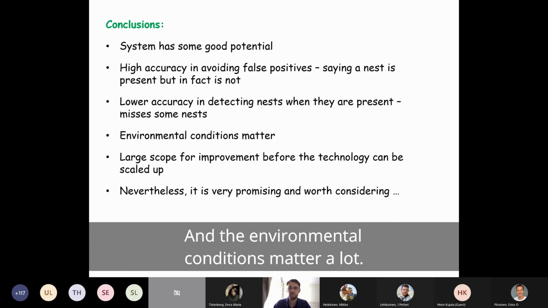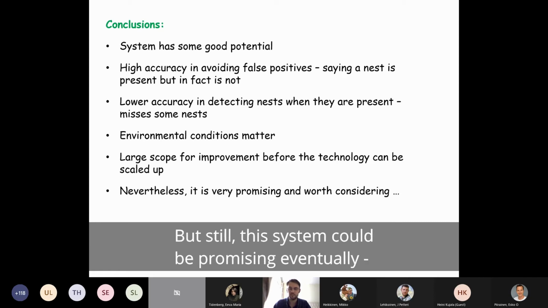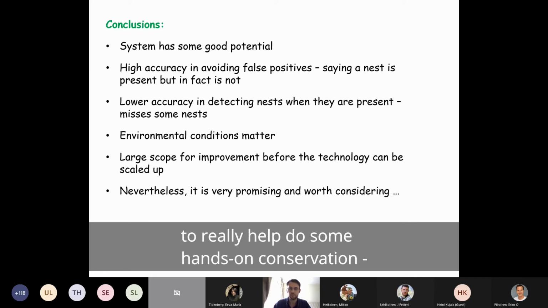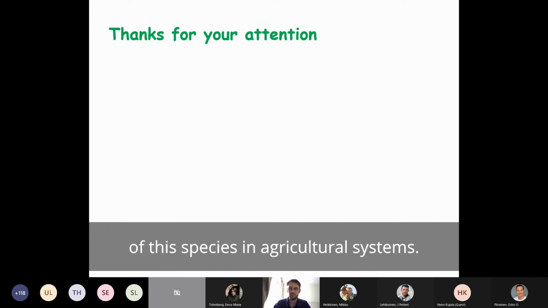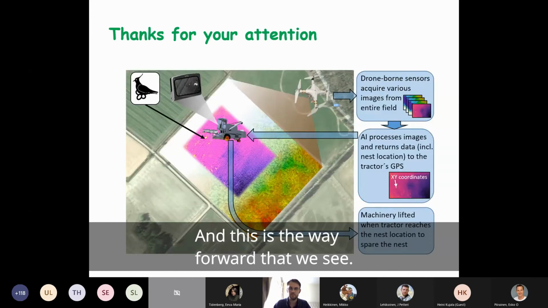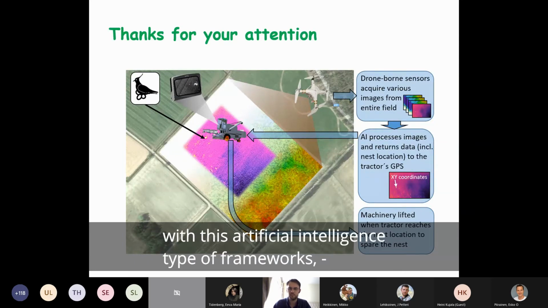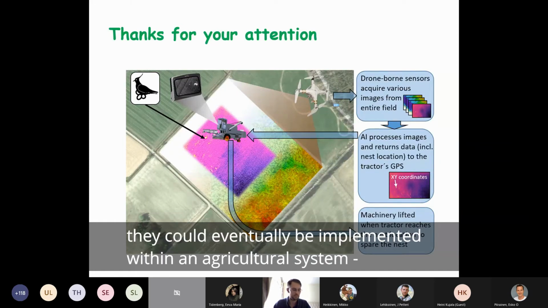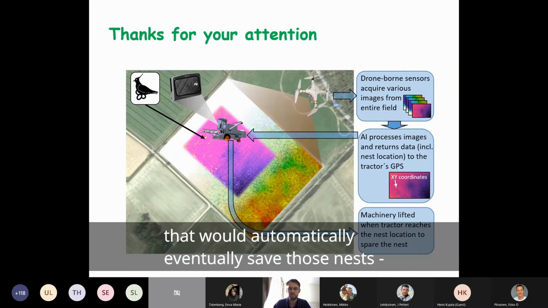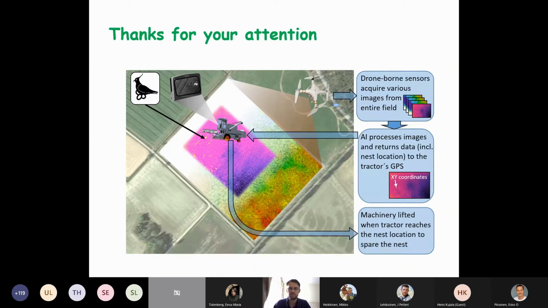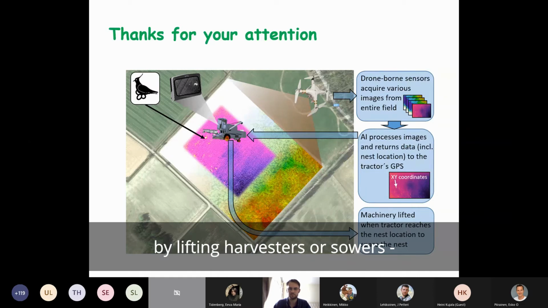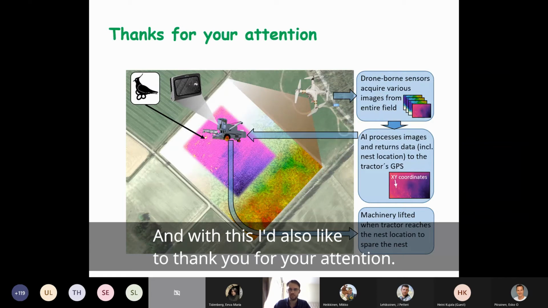And environmental conditions matter a lot, but still, this system could eventually be promising to help with really hands-on conservation of these species in agricultural systems. And this is the way forward that we see. When these systems are mature enough with these artificial intelligence frameworks, they could eventually be implemented within an agricultural system that would automatically save those nests by lifting harvesters or sowers going through those nests. And with this, I would like to also thank you for your attention.